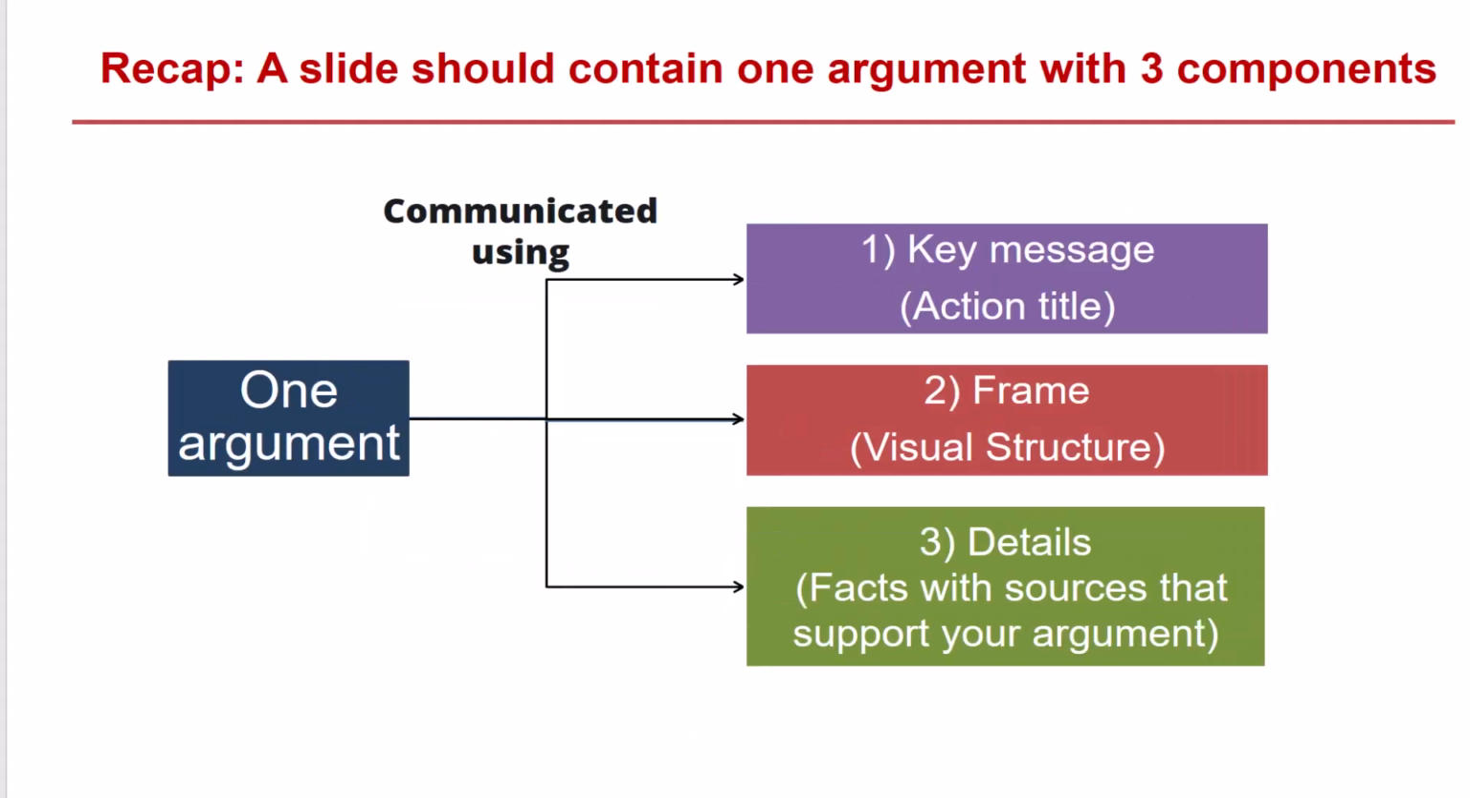And just to make a little recap, each slide should have only one argument, and this argument can be communicated with 3 main levels. The first is the key message or the action title. So the action title contains a verb, should be not longer than 10 words. And then the second one is the structure or the frame, the way the information is structured. And the details are the facts with sources or the information that supports your arguments.